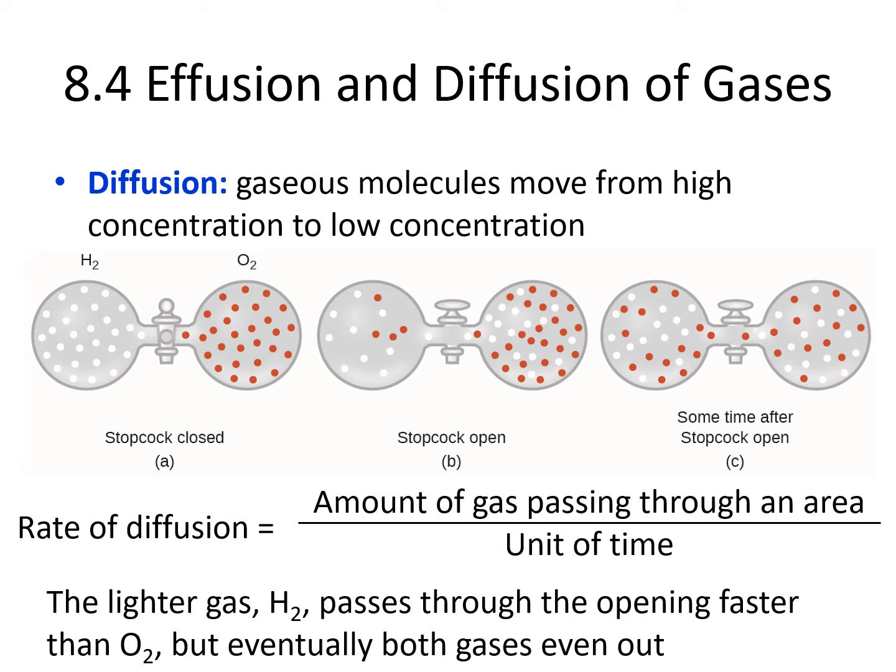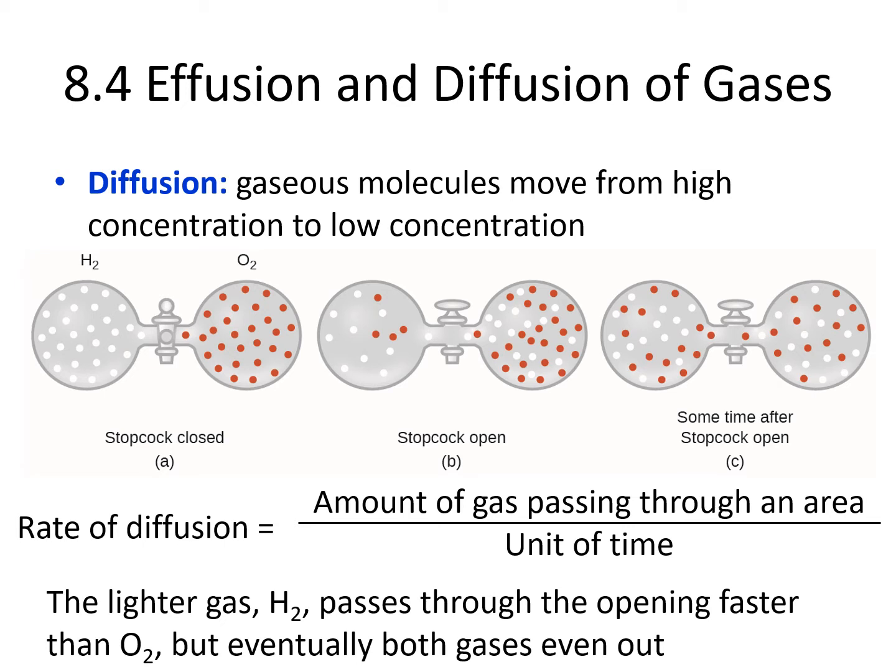The end result for both gases is basically the same, but the rate of diffusion depends on the mass of the gas. The rate of diffusion is measured as the amount of gas passing through a particular area in a given amount of time. The lighter the gas, the faster it's going to diffuse. Hydrogen is going to go through much more quickly than the oxygen will.